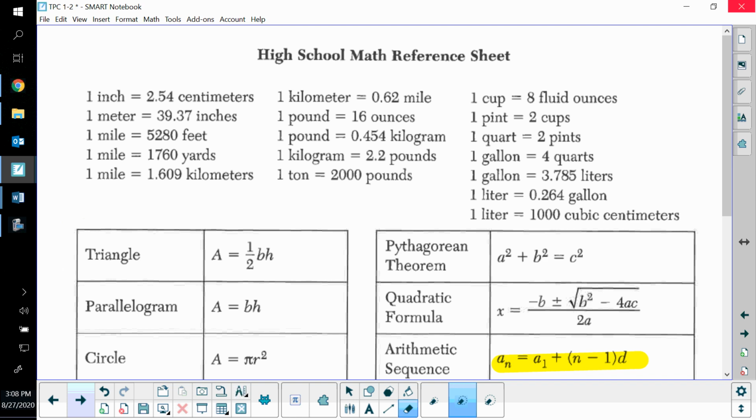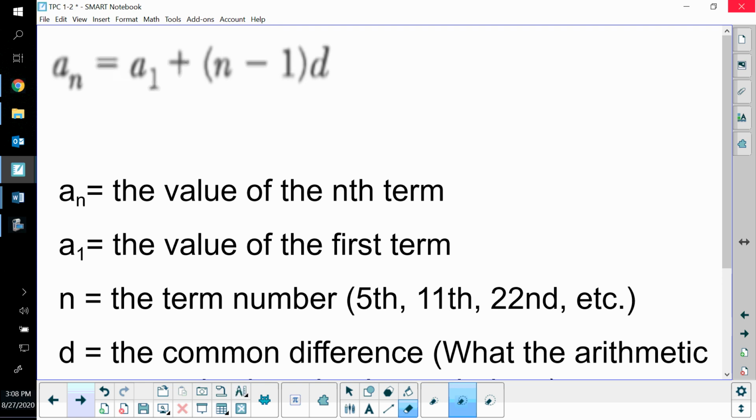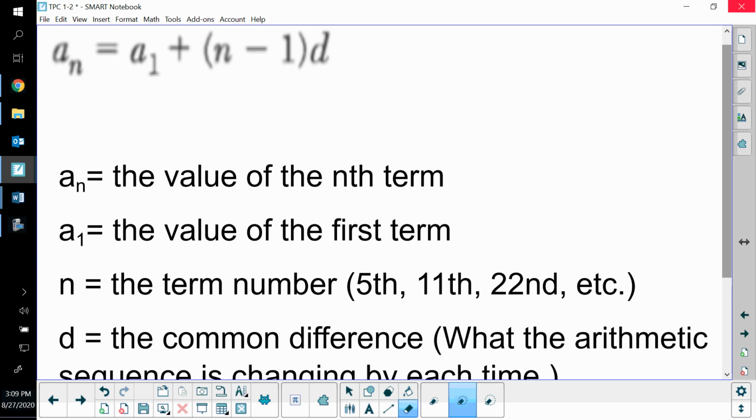Okay, moving on to page 5. This is just a snapshot of that reference sheet that you have. Here's our arithmetic sequence formula. Remember, we always want to put that d in parentheses, because it needs to signify that we're multiplying by the d value there. On the bottom, we break down what each of them represents. a_n is the value of the nth term. a1 is the value of the first term. n is the term number. d is the common difference, which is what you're adding or subtracting by in an arithmetic sequence.